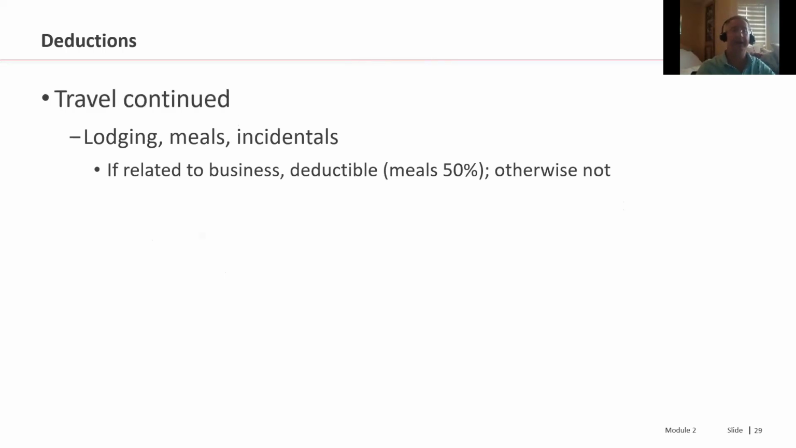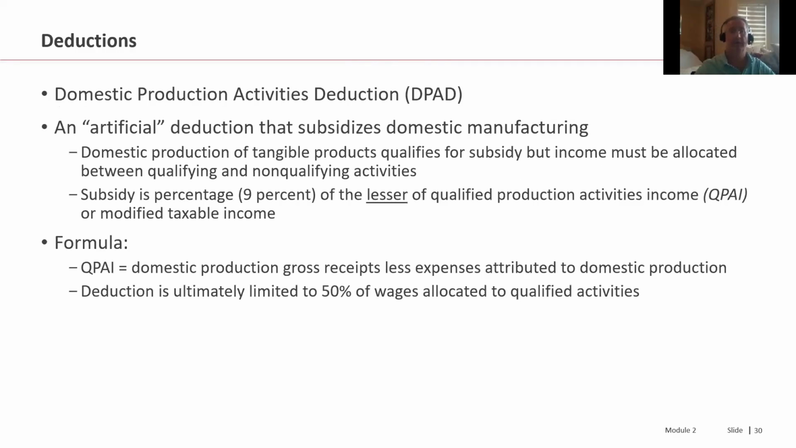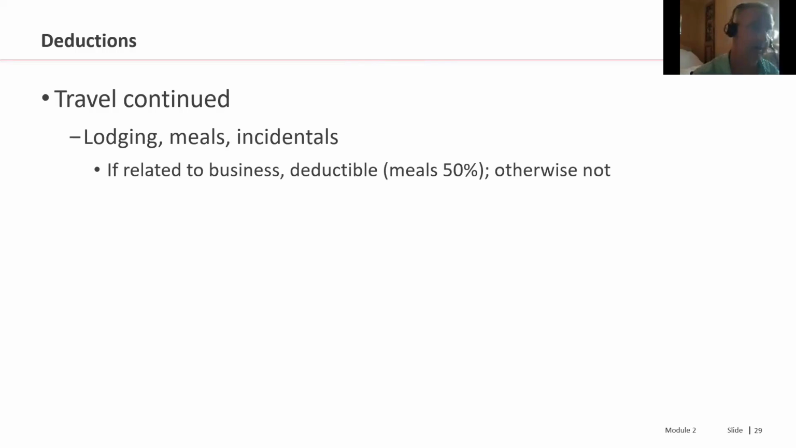All right, now we can deal with travel. So travel is costs like lodging, your meals, and your incidentals, right? So what are the other costs associated with your travel besides transportation? If it's related to business, it's deductible. The meals at only 50%. Otherwise, it's not deductible. Oop, so we need to cover that a little more. I thought I would have had more for you.